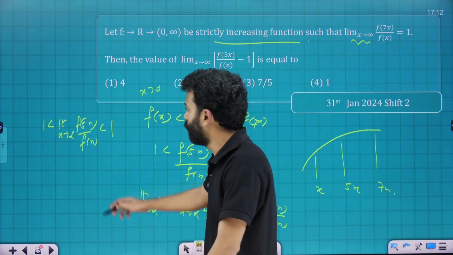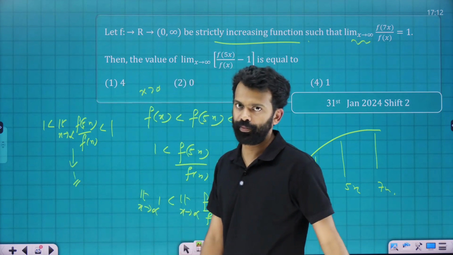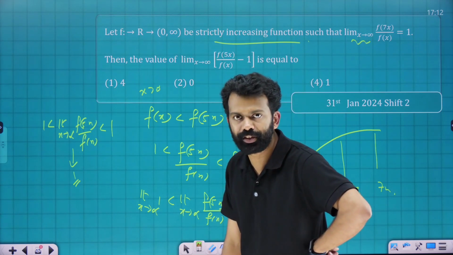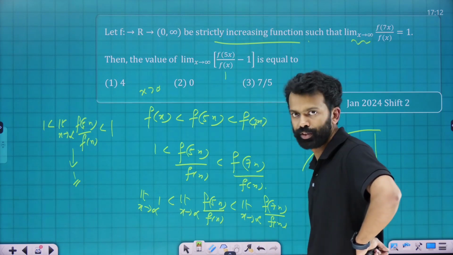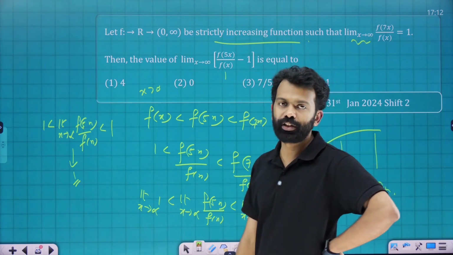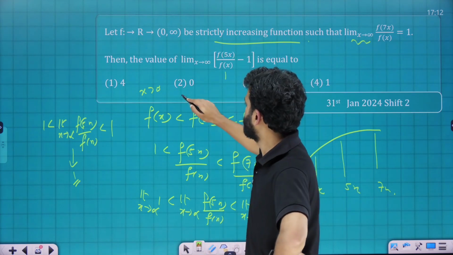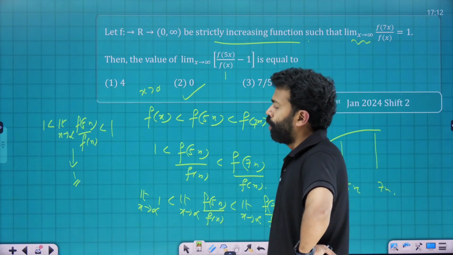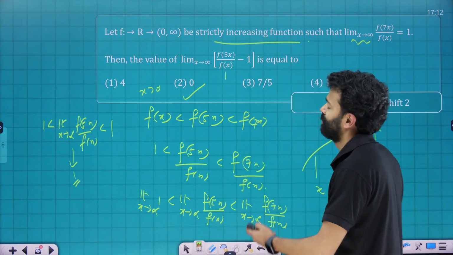1. Have you seen this anywhere? Sandwich theorem. Okay, so what is the value of this one? This one is also equal to what? 1. Okay, therefore limit x tends to infinity f of 5x by f of x is what? 1. Therefore this value is 1. What is 1 minus 1? 0. And what is limit x tends to infinity? 0. The value is what? 0. Okay, therefore 0 is the final answer for this one. Okay, I hope you got the idea here. We can move to the next one.